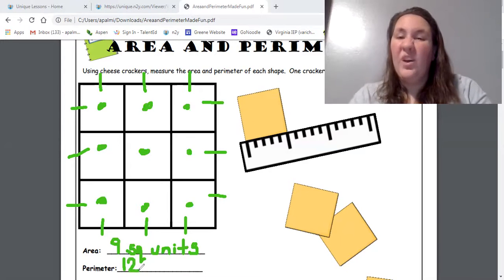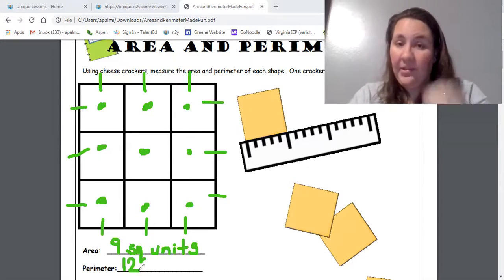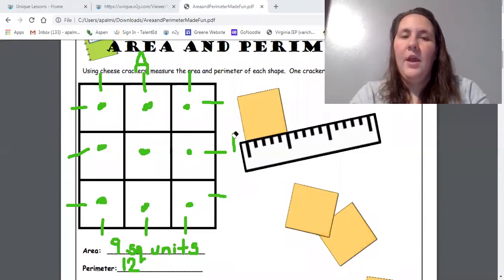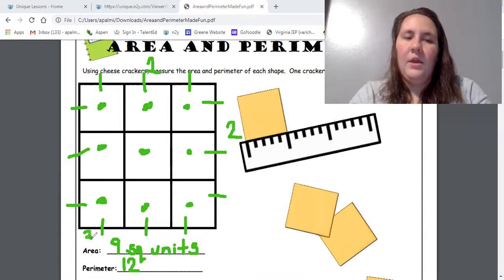Our other strategy was we could add up the sides in a math sentence, right? So I'm going to label these sides. Actually, I'm going to change my mind. I hope that's okay. I'm going to use numbers instead because I don't want you to get confused with A for area. So this is side 1. This is side 2. This down here is side 3. And this is side 4.